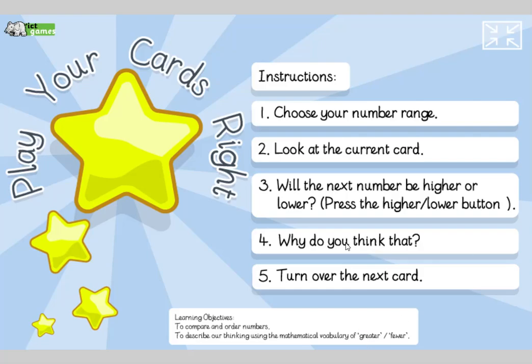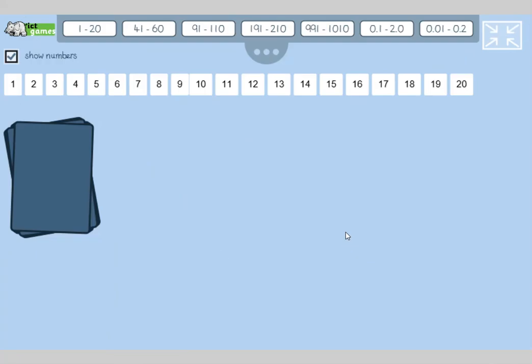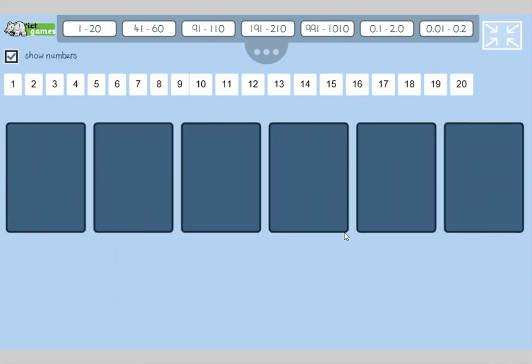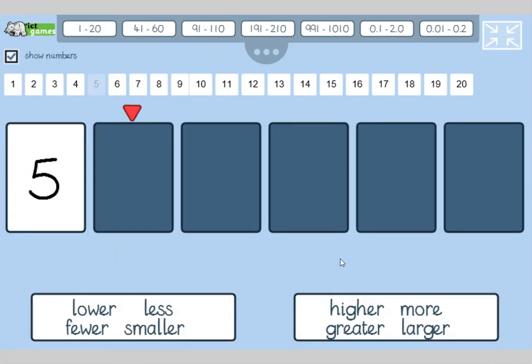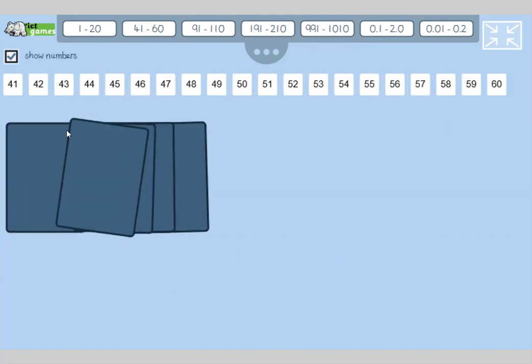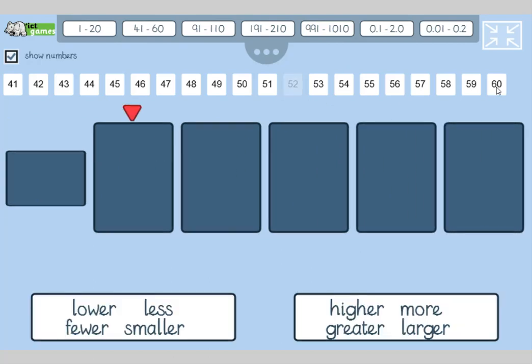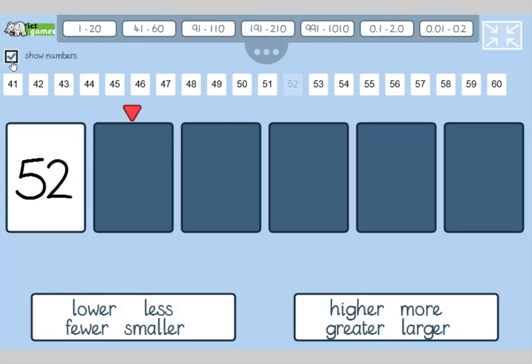Okay. So when I was younger, there was a game called Play Your Cards Right. It's a game show where you get shown a card and you have to say what the next number is going to be, if it's going to be higher or lower. So I'm just going to set this to an appropriate level. So we've got numbers between 41 and 60. I'm not going to hide the numbers. I'm going to leave them so you can see them. So we're on 52.